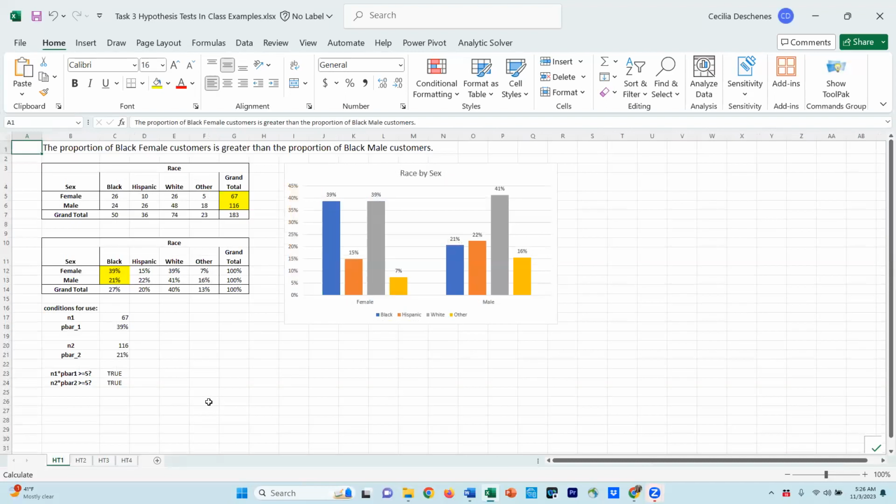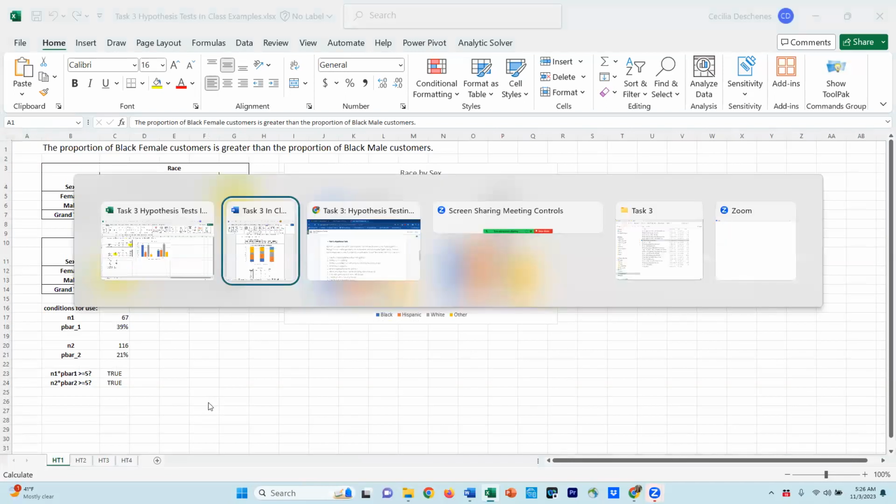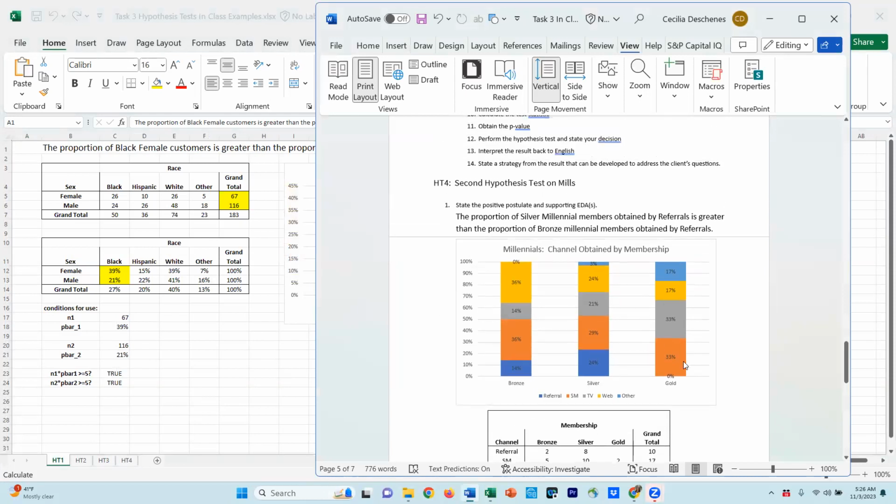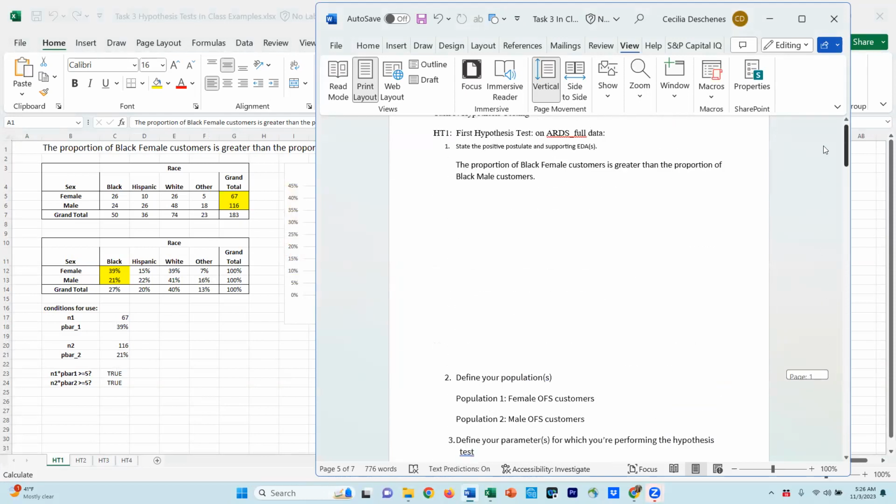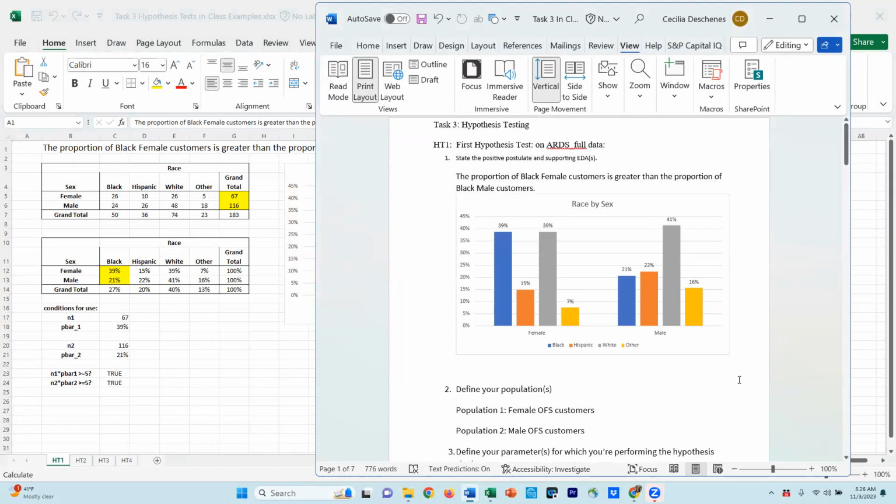So let's go over to the first one, which we had started in class. And there's basically going to be two types of hypothesis testing that we're working on. We're either working in numerical or the difference in means. You may set yours up as a single mean test.